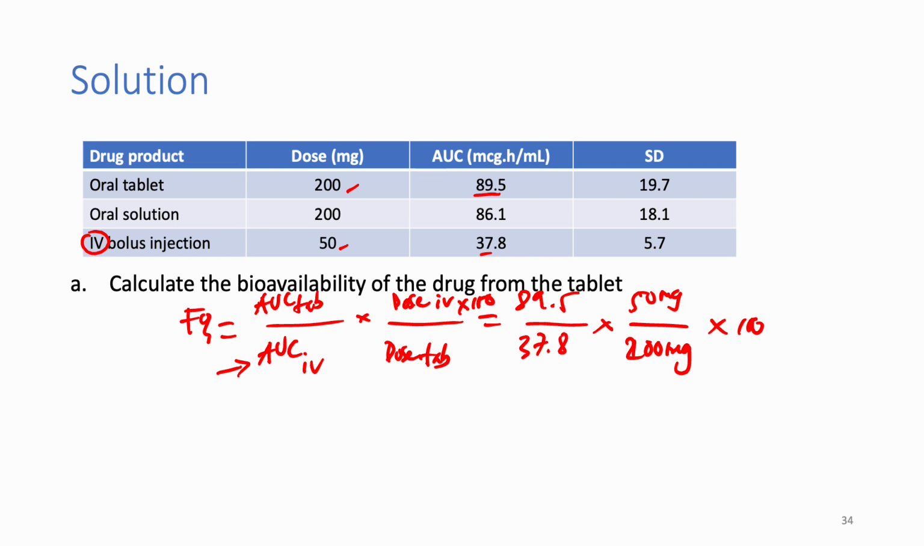So from this arrangement, you will calculate the F value. In this case, the percentage of bioavailability will be equal to 0.59 times 100, or equal to 59%.